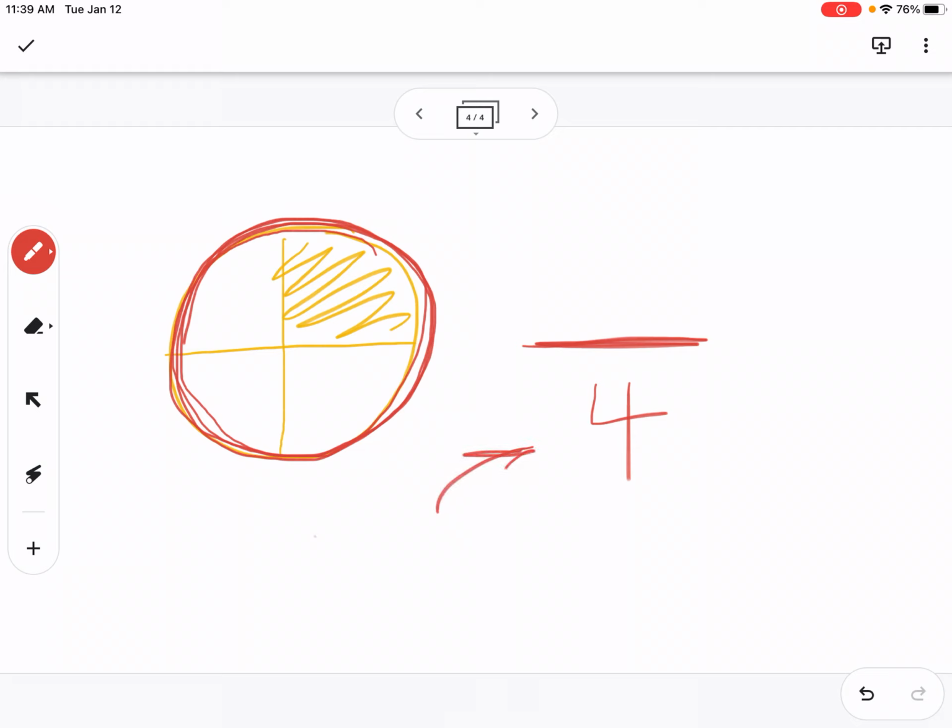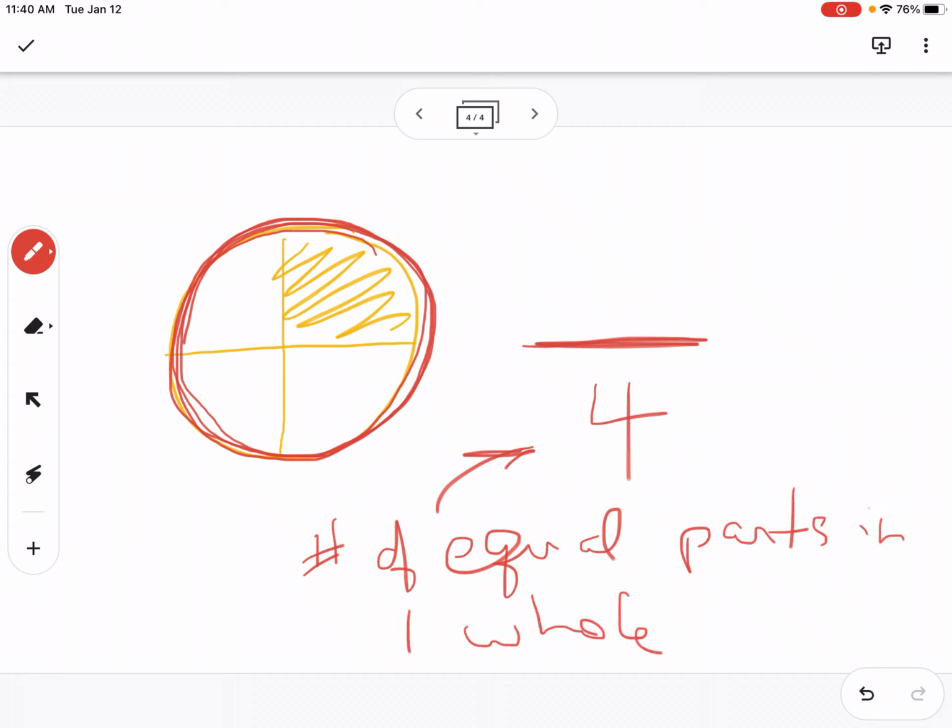Because remember, the bottom number is the number of, and this idea again, equal, because look at that. All 4 pieces are, well, kind of. My intention was to make them exactly equal. Number of equal parts in one whole. So I've got the bottom number figured out. The whole thing is broken into 4 parts. That's why there's a 4 on the bottom.